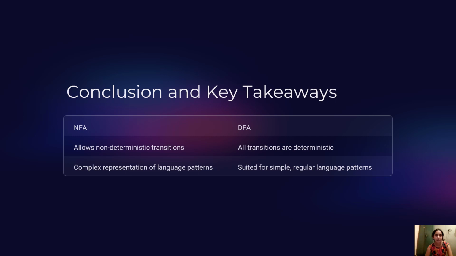Conclusion and key takeaways. NFA allows non-deterministic transitions and complex representation of language patterns. In a DFA, transitions are deterministic, suited for simple regular language patterns.